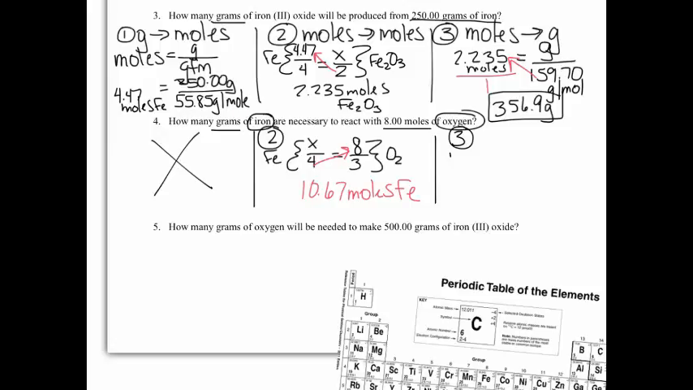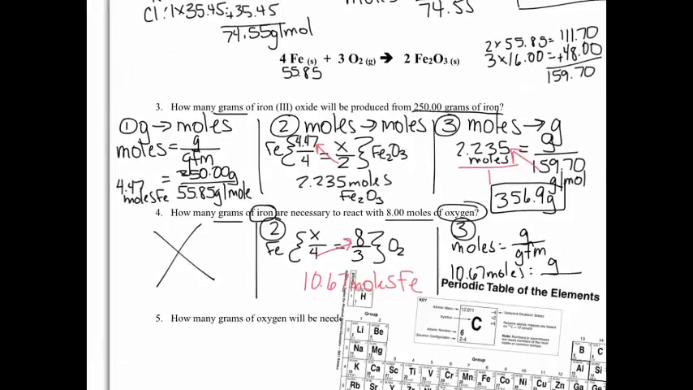But our question isn't asking for moles, it's asking for grams, so we're just going to use our moles equation. Where we have 10.67 moles, we're looking for grams, and we already looked up the GFM of iron. It's 55.85.